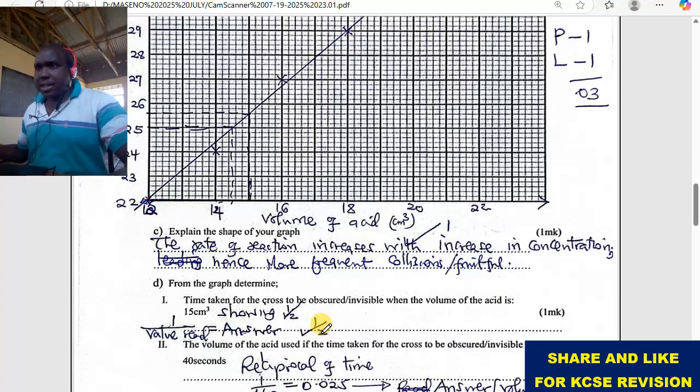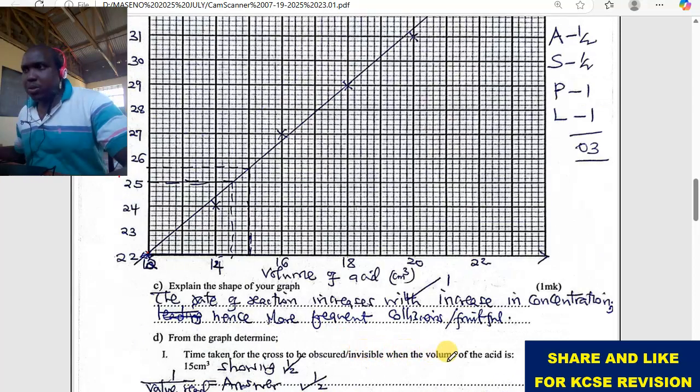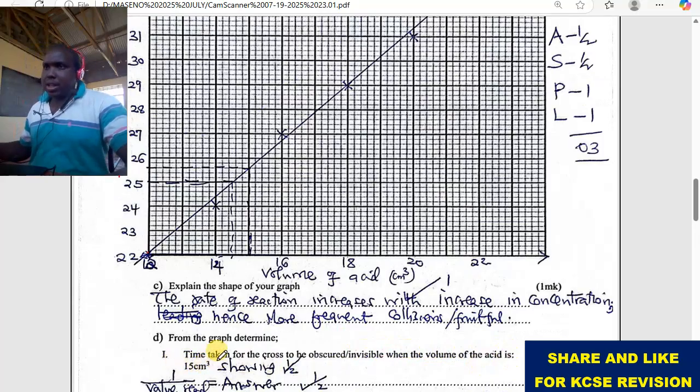From the graph, determine the time taken for the cross to be obscured when the volume of the acid is 15. Now you look at the graph. Our 15 is here. This is 14. It means this is 15, right? So you draw a dotted line to where you have the curve. Then go across and read this value here. That is very important, and you write your answer.